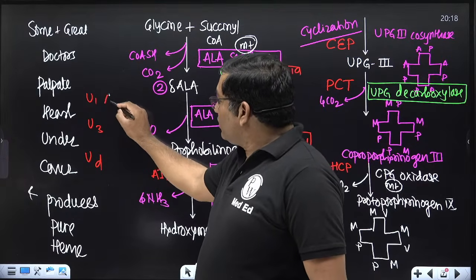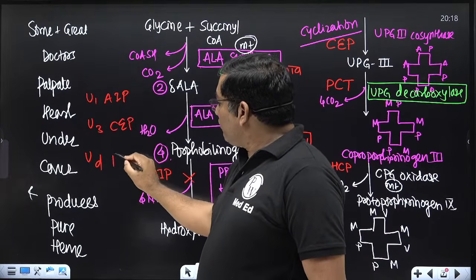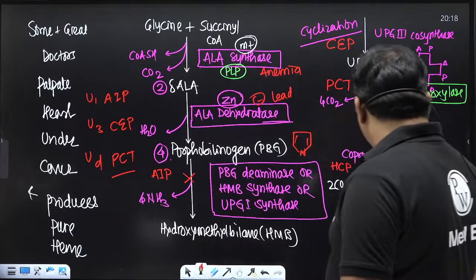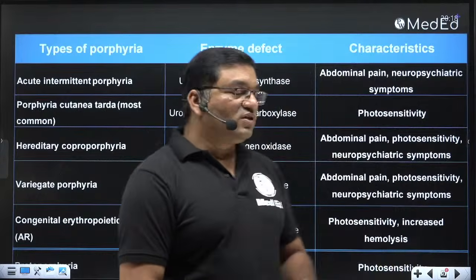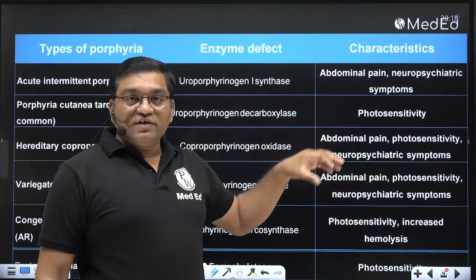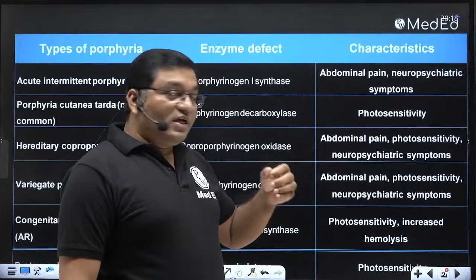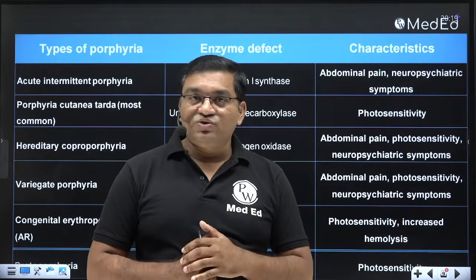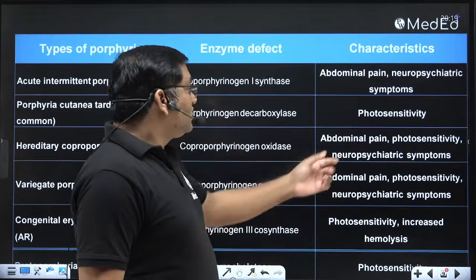Acute intermittent porphyria, congenital erythropoietic porphyria, porphyria cutanea tarda. These three can be asked in clinical cases. There are neuropsychiatric manifestations and abdominal pain in acute intermittent porphyria. Because of photosensitivity, when porphyrin precursors are produced, on exposure to UV light they are converted into porphyrins. Porphyrins cause generation of reactive oxygen species that damage the lysosomes, and release of lysosomal enzymes causes skin lesions, cutaneous manifestations, known as photosensitivity.